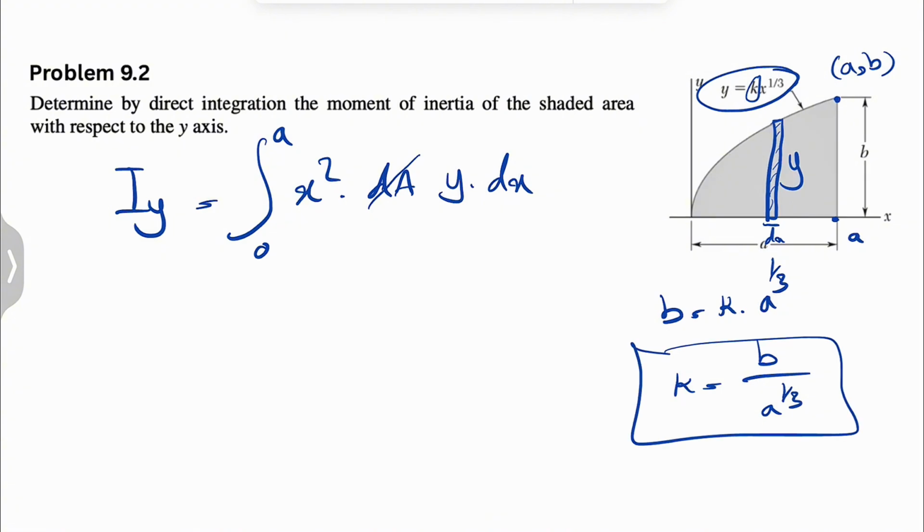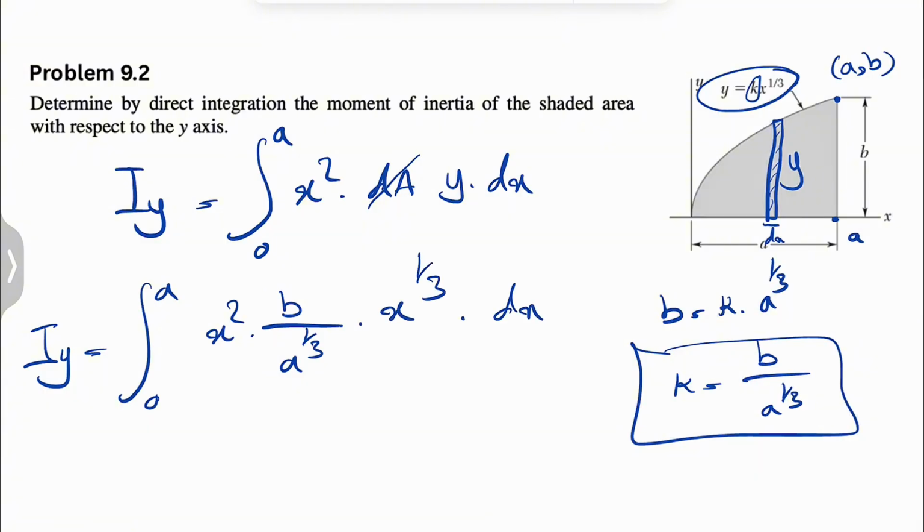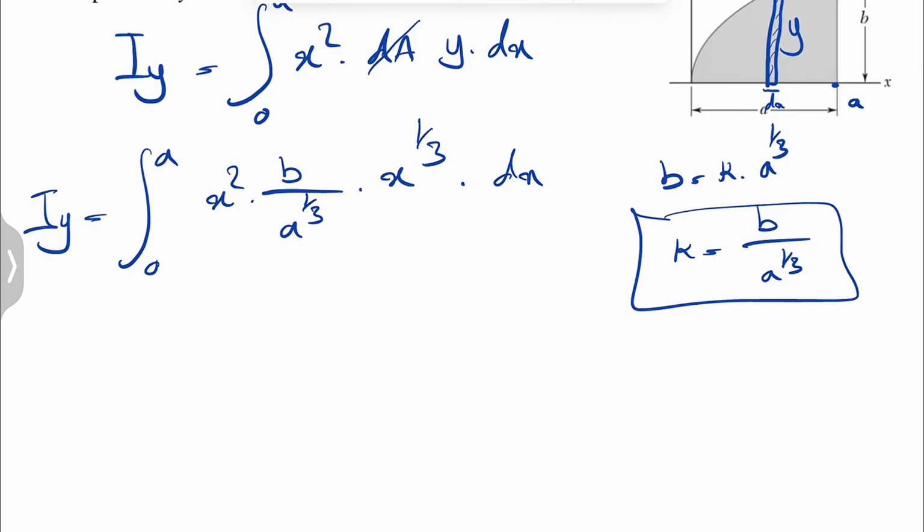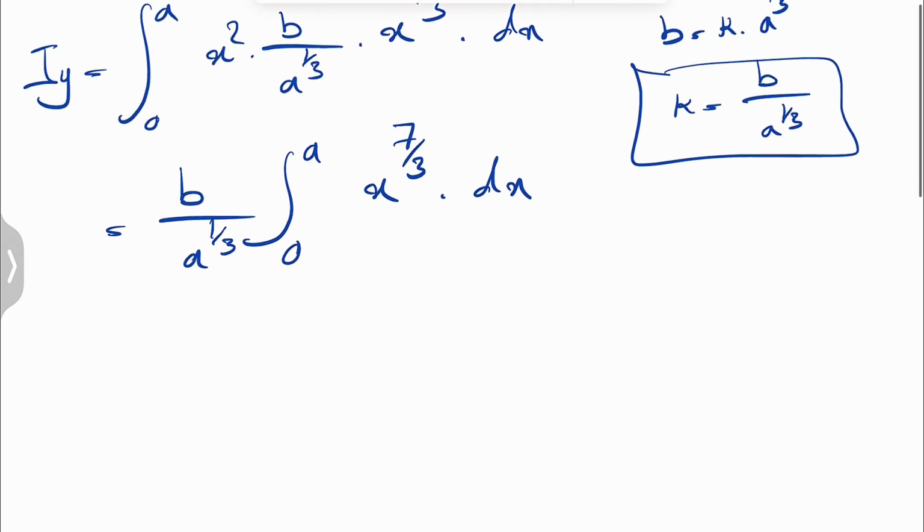All right, so the rest of it is pretty easy. We have the integration from 0 to a of x squared times y, which is k times x to the power of 1/3, and k we found is b over a to the 1/3, times dx. Now everything is based on x. We have a bunch of constants that we don't care about, so we're just going to take them out of the integration. So from 0 to a, x to the power of 2 plus 1/3. We know 2 is 6/3, so that's 7/3, and the rest is just calculating this integration, which is not that complicated.